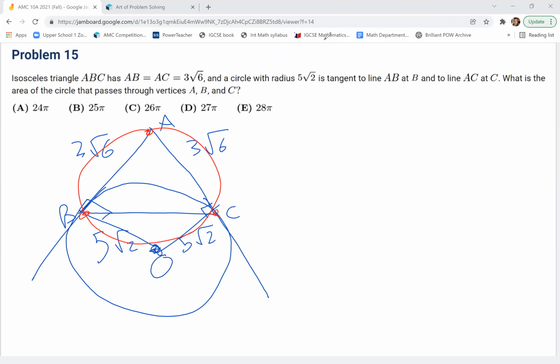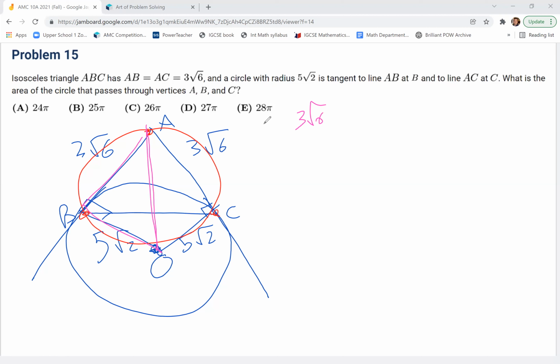And essentially the first thing I did was I found the distance from A to O, which I did by using the Pythagorean theorem. Because again, we know that this is a right triangle, so I can use the Pythagorean theorem.